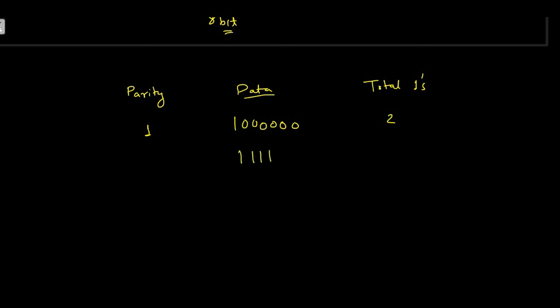1 1 1 1 0 1 0. Here the number of ones is 1, 2, 3, 4, 5, odd. To make it even, we add 1, so it becomes 6.